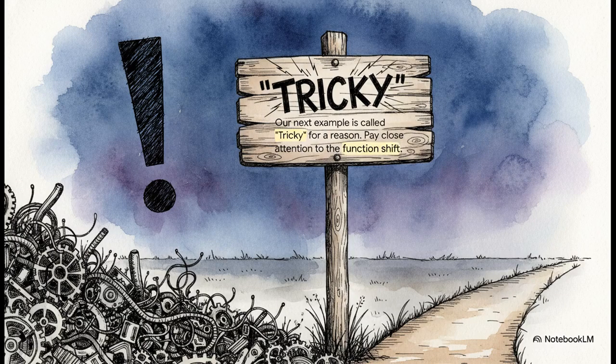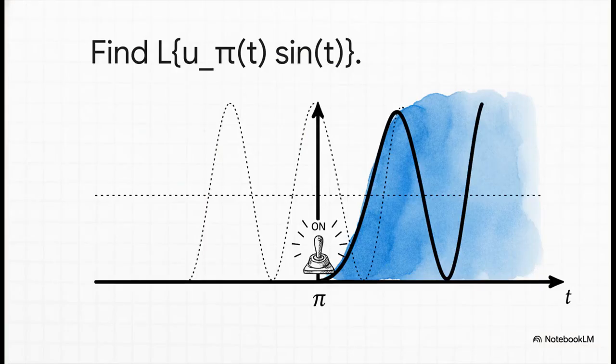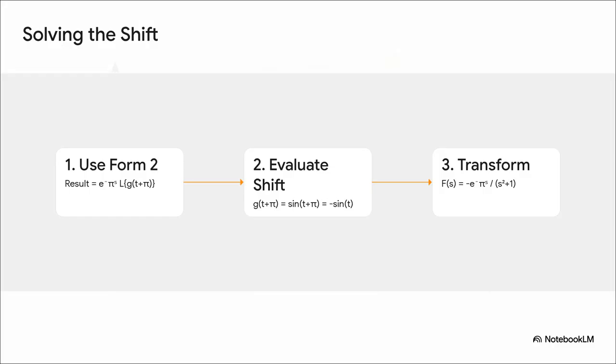Okay, quick heads up. This next example uses Form 2 of our theorem, and there is one specific step where students trip up all the time. So let's pay really close attention to the details on this one. So here's the problem. We have a standard sine wave, but it doesn't start right away. It's just 0, 0, 0, and then at time t equals pi, the sine wave suddenly kicks in. This is a classic textbook application for that forward-friendly Form 2. All right, let's walk through this carefully.